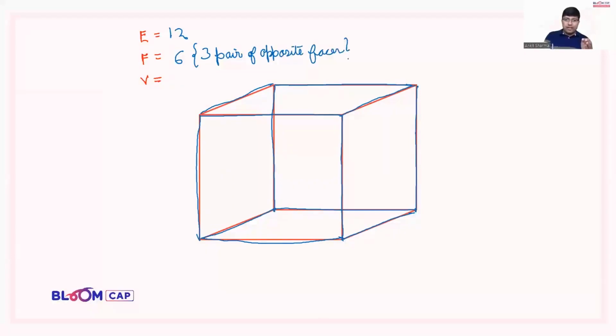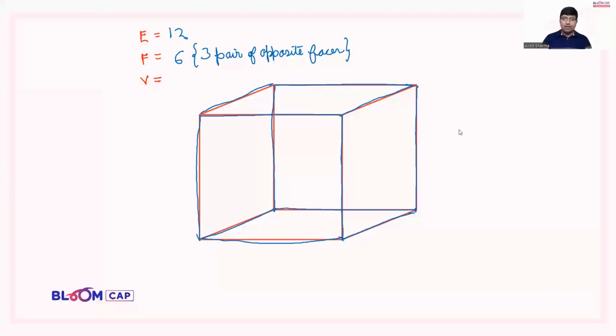Let me explain this. Suppose the room in which I am sitting is in the form of a cube. Then what are the 3 pairs of opposite faces? The face at the top and the face at the bottom, one pair. The face in front of me and the face at my back, second pair. Then the third pair is the face at my left and the face at my right. So these are the 3 pairs of opposite faces.